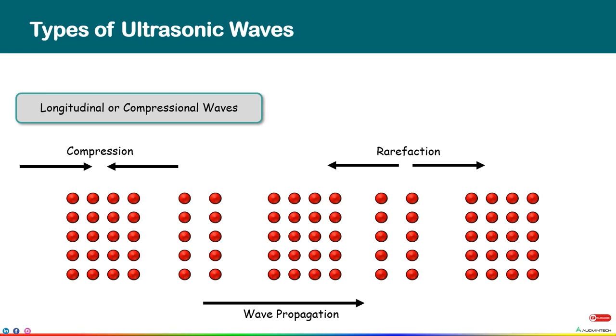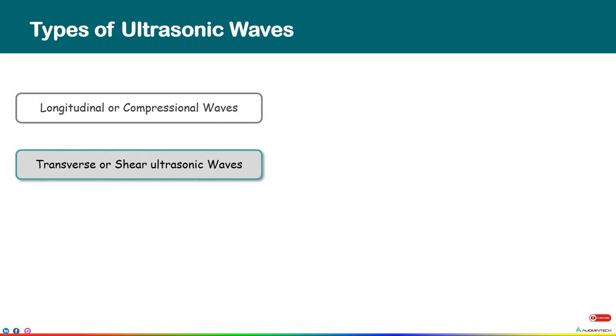Some of the properties of this type of wave are that the velocity of longitudinal wave is maximum as compared to other types of waves. Also, it is able to propagate in solid, liquid and gas. Moreover, it is easy to generate and detect. Generally, the TR probe and normal probe transmit longitudinal wave into the material. We will learn about these types of probes later in this unit. Another type of wave is transverse or shear ultrasonic wave.